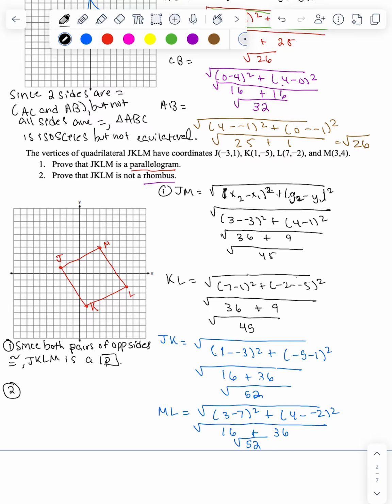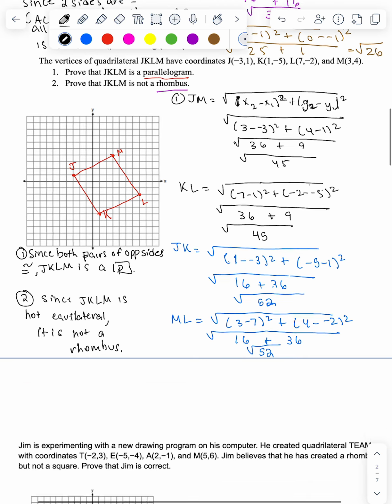When I found the side lengths, the opposite sides were congruent, but all the sides were not congruent. It was not equilateral. So I'm going to put that down over here. Since JKLM is not equilateral, it is not a rhombus. And there we go. We're finished with this one.